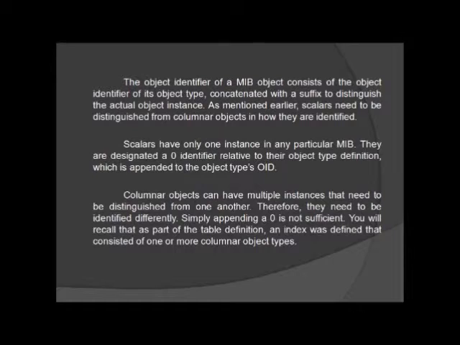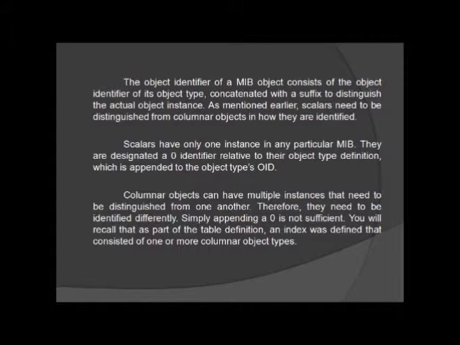The object identifier of a management information base object consists of the object identifier of its object type, concatenated with a suffix to distinguish the actual object instance. As mentioned earlier, scalars need to be distinguished from columnar objects in how they are identified. Scalars have only one instance in any particular MIB. They are designated a zero identifier relative to their object type definition, which is appended to the object type's OID.